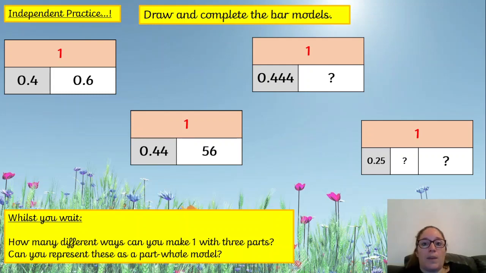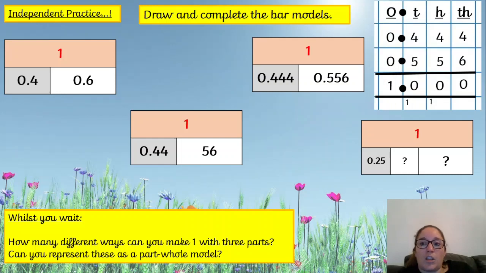Okay, and then this one up here, we've got 0.444. So we've got 0.556. So just like this one, which should be 0.56, we've got an extra thousandth this time, so we've got the extra thousandth on the end, so 0.444. So it just makes it 0.556. And I'll just quickly show you.